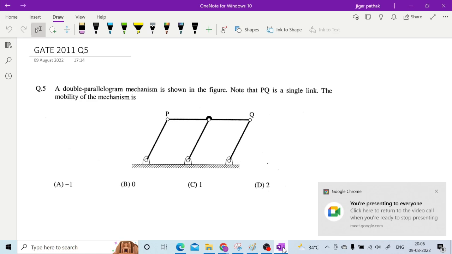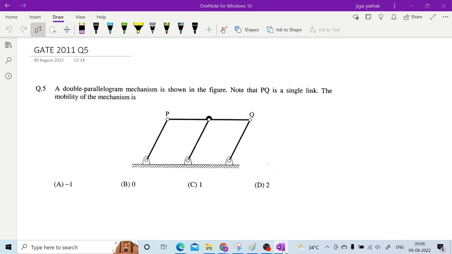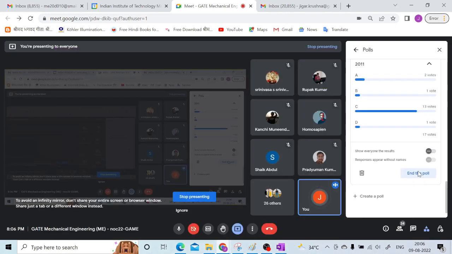So should I end the poll? Yes, sir. Okay. So I am ending the poll. Here also, I guess almost all of you got it correct. Some of them are having some doubt. Let me see. 1 second. It is taking time. End of poll. 1 second.